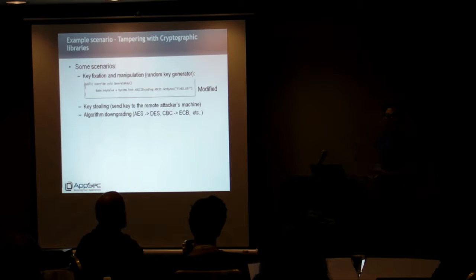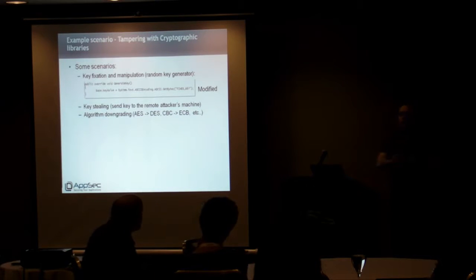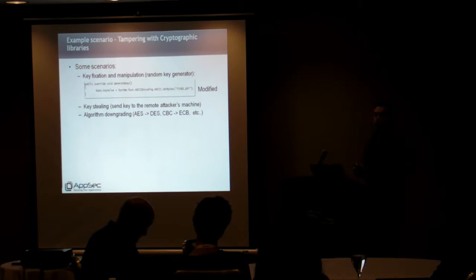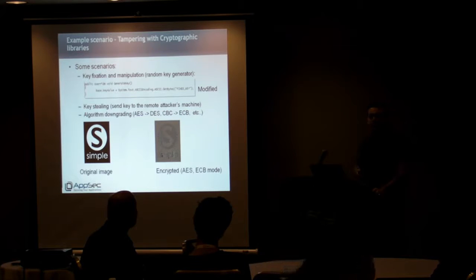Another example is when we're changing the modes, going from CBC to ECB, right? Going from CBC to ECB means that from doing good encryption, we're doing crappy encryption. And just to show you, over good encryption such as AES, if this is the original image that we want to encrypt, this is how it looks when it is encrypted in AES using ECB. So ECB is bad.